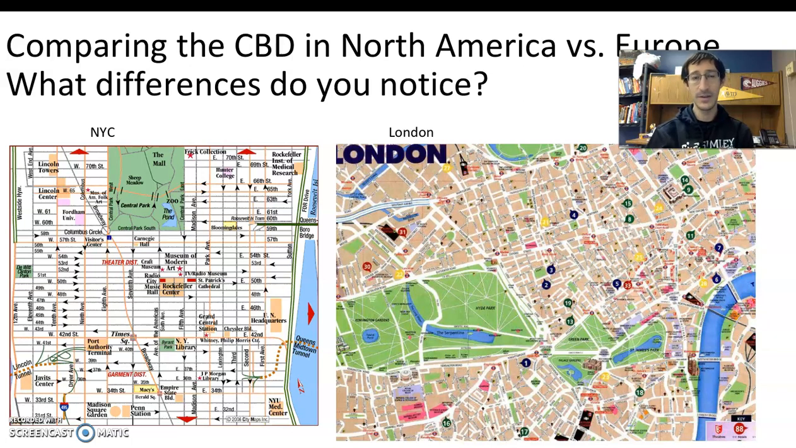Go ahead and take a second, pause this, and see what differences you notice. So hopefully you took a pause, looked at it, and jotted down some differences.